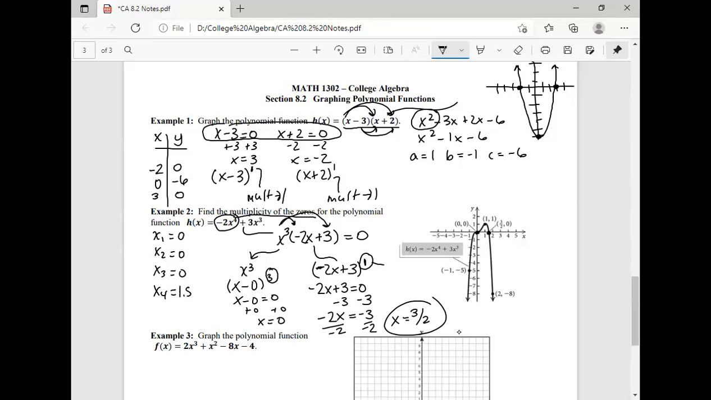And so here's what I want to ask you. This 0 has a multiplicity of 3. This 3/2 has a multiplicity of 1. Do I have to factor it to come up with those answers?